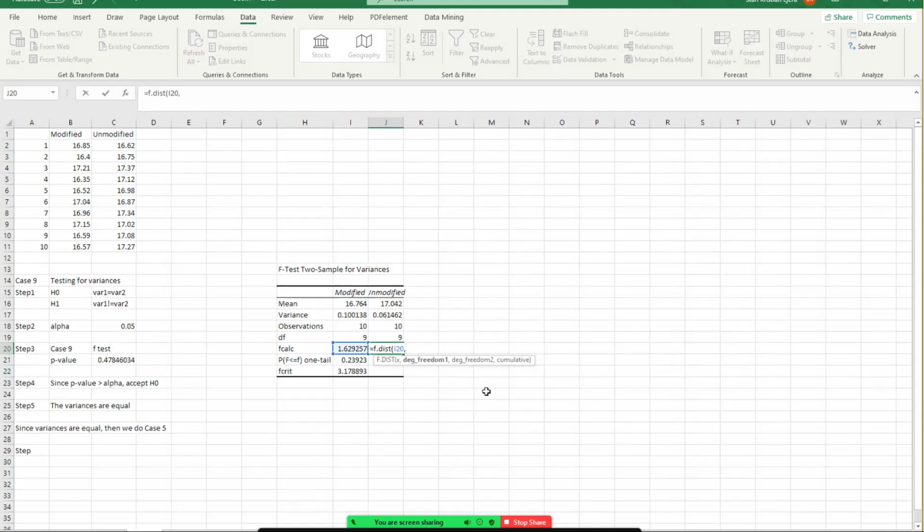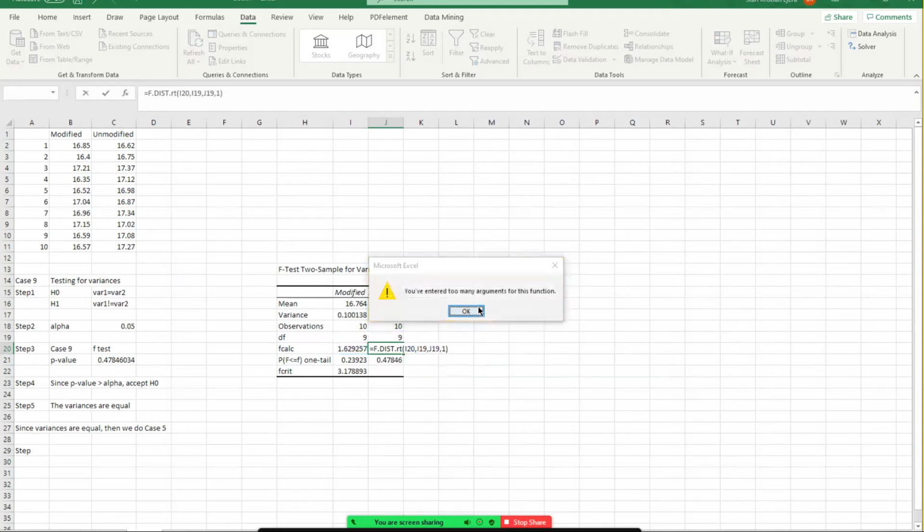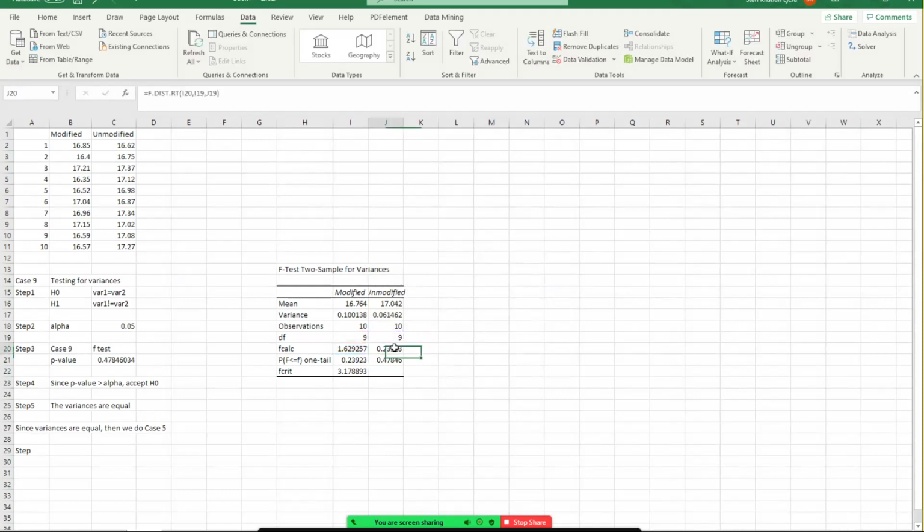So degrees of freedom 1 is 9. Degrees of freedom 2 is this one. And we do cumulative distribution. Okay. So this is from, sorry, one tail test pala to. So this is from the right tail. So ang gagamitin natin is .RT. So we get the same value dito, ito, 0.23923. And if we multiply that by 2, we get the p-value for a two-tailed test. Okay?